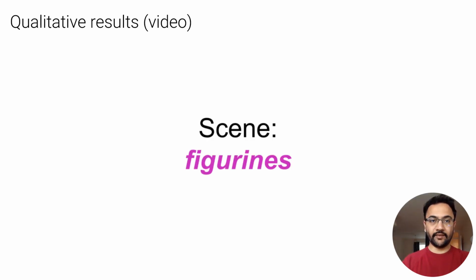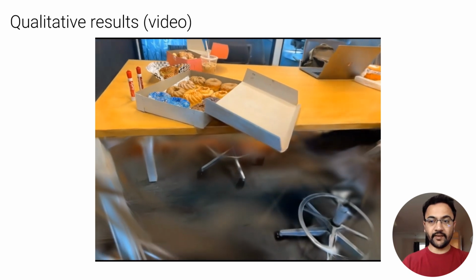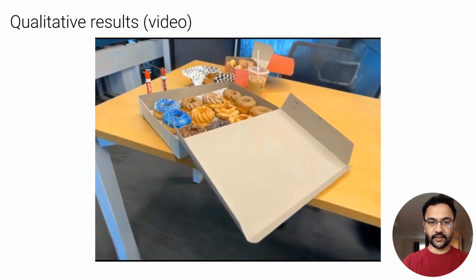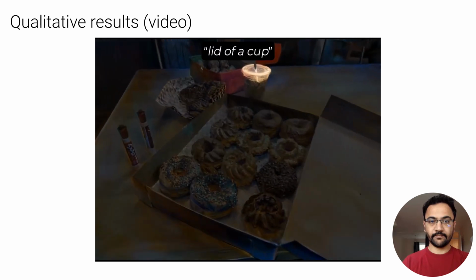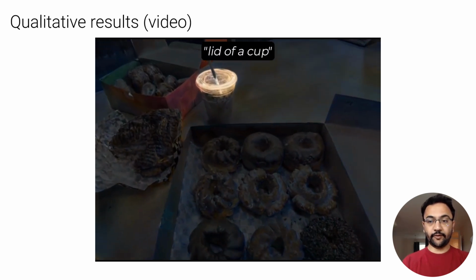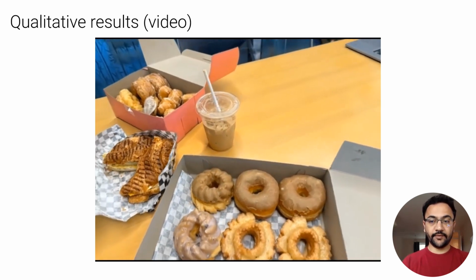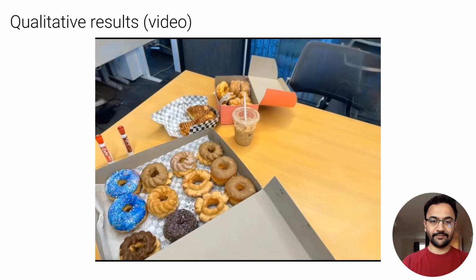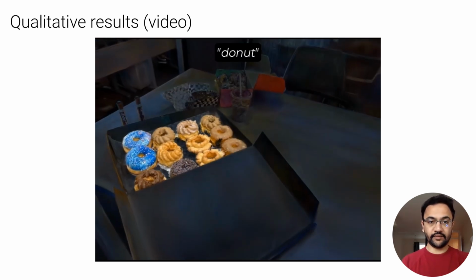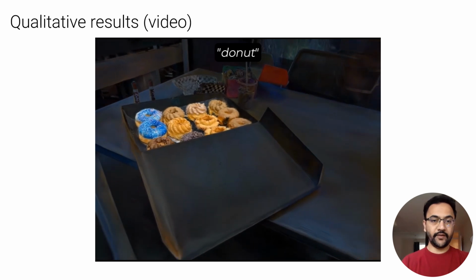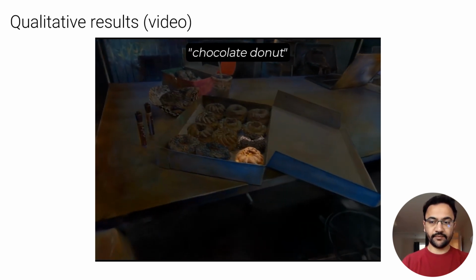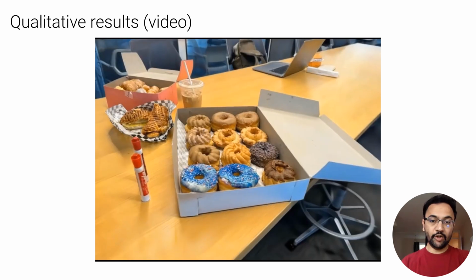Now let's look at some results. This is a scene where we segment a cup, or we can segment the lid of this cup. We can perform a query lid of a box, which will give us the lid of these two boxes. Or donuts, or we can go more specifically to query chocolate donuts, or a blueberry donut.